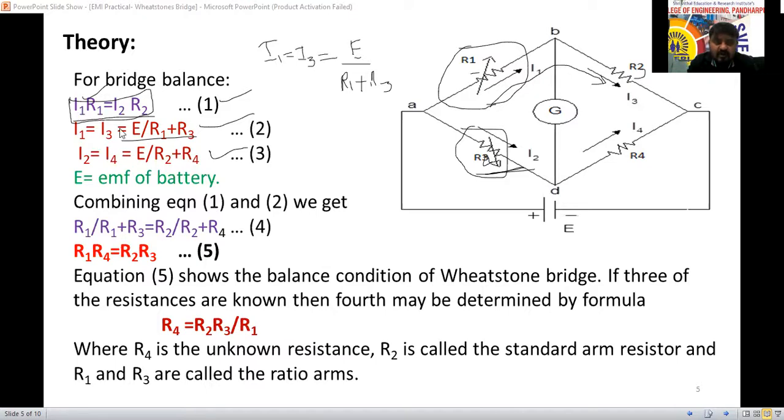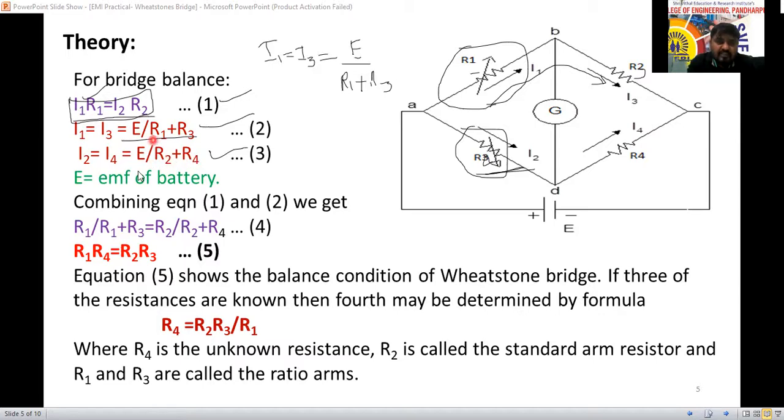In the place of I1, we'll substitute equation number 2. In the place of I2, we'll substitute equation number 3. So combining equations 1, 2 and 3, we get I1 equal to E R1 by R3 into R1, and I2 equal to E R2 divided by R2 plus R4 into R2.